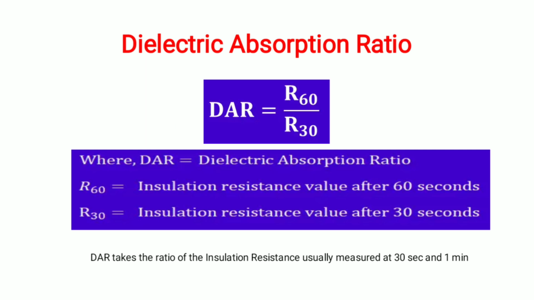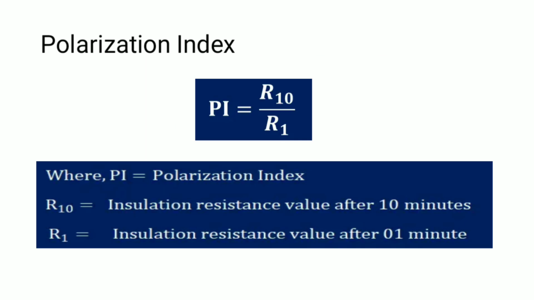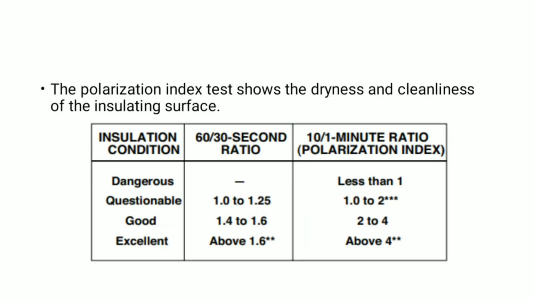Now how to find out the dielectric absorption ratio? To find it out, you have to measure the insulation resistance for 30 seconds and for 60 seconds, and then take the ratio of insulation resistance for 60 seconds divided by insulation resistance for 30 seconds. Then how to calculate the polarization index? Polarization index is the ratio of insulation resistance measured for 10 minutes to insulation resistance measured for 1 minute.